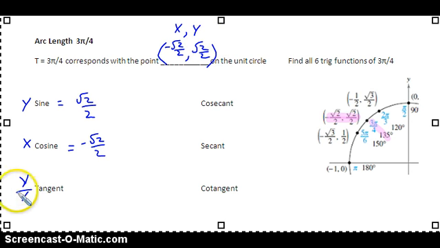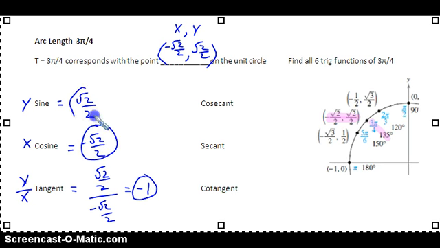Then to find the tangent, you do the y value over the x value. This time I don't even have to worry about multiplying by the reciprocal. I should be able to do this in my head. This should be a negative 1. And so I can get those values pretty easily.